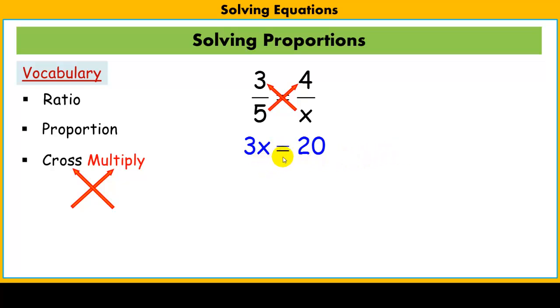After we get it to this form, it's easy to solve. At this point, we divide both sides by the coefficient of the variable. That will make the new coefficient 1. That means x is alone, and we have a solution to our proportion.